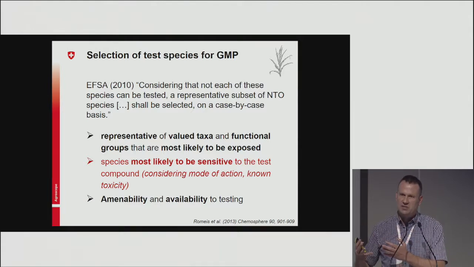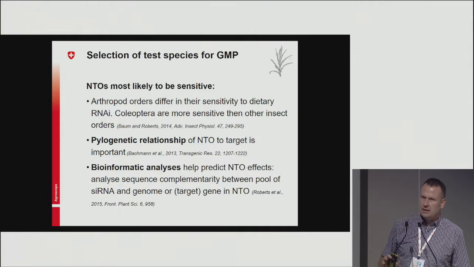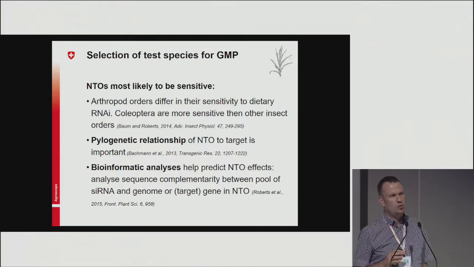So you put more emphasis there. Now here with the RNAi, I think we have some handle already to identify species that are most likely to be sensitive, and the literature in this field is growing massively day by day, but it appears that different arthropod orders differ in their sensitivity to dietary, so that means orally ingested double-stranded RNA.